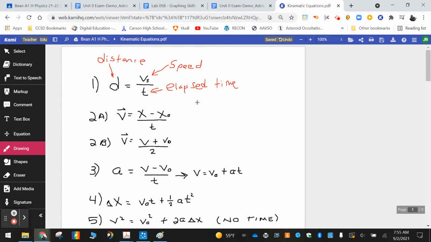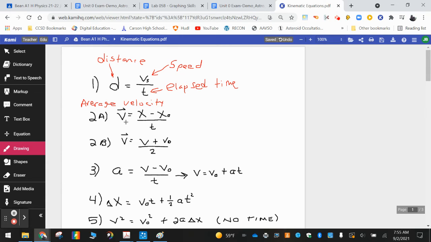So we've been working on this. I think the first couple of videos talked about these two things here. So this is equation number one. Number two is broken into two parts. This here is talking about average velocity.